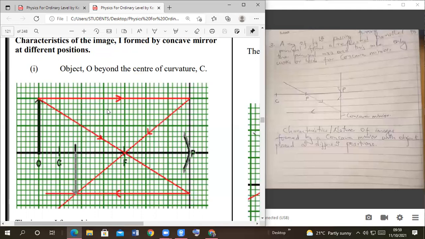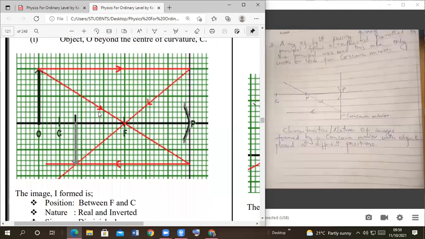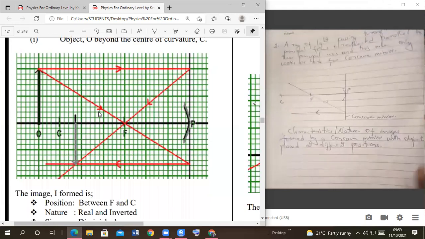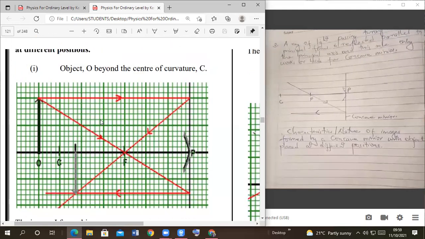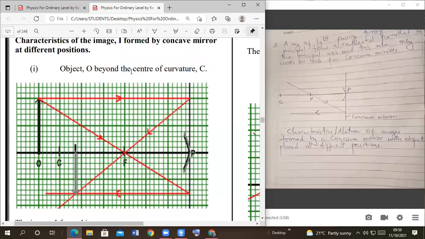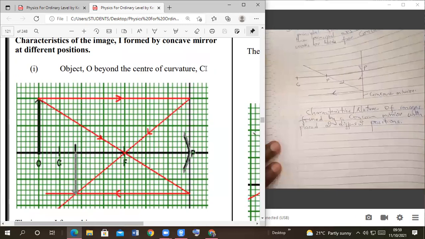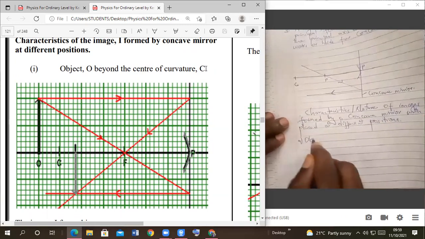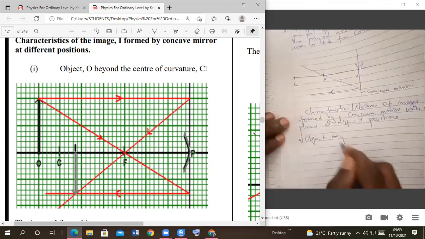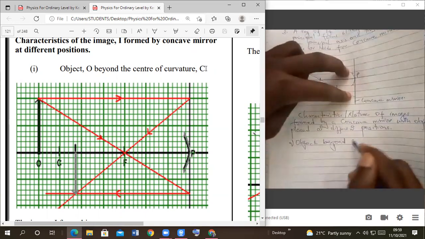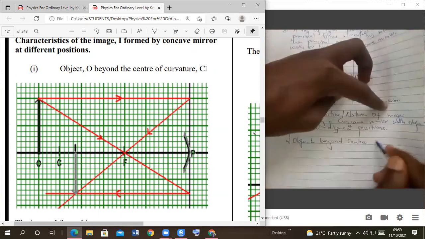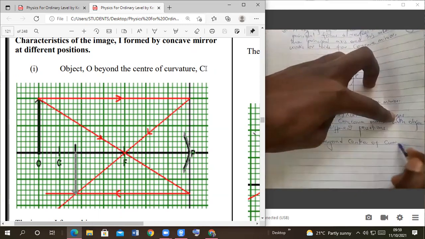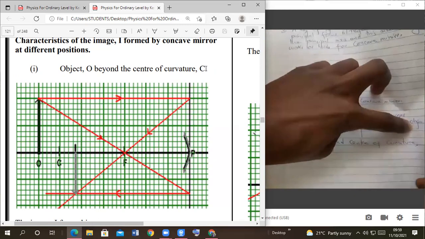Let's start with the first one we are seeing on our screen. Yes, teacher. That one is when the object is placed where? Beyond the center of curvature. Let's just say object beyond center of curvature. C.